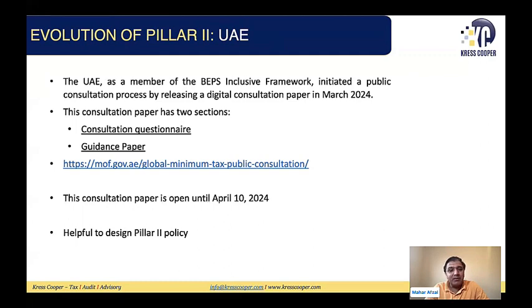The consultation paper is open until April 10, 2024. You need to give your feedback, and based upon the feedback of the respective stakeholders, the UAE government will design their pillar two policy. So this is the evolution, and this is the history of pillar two.